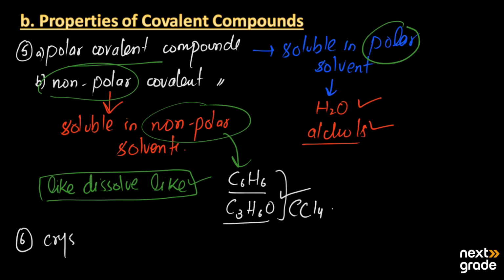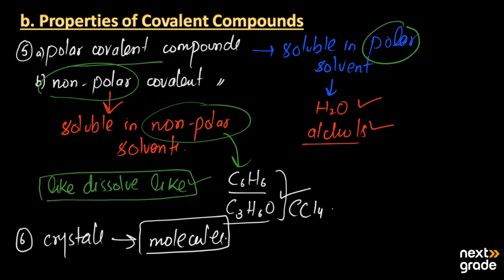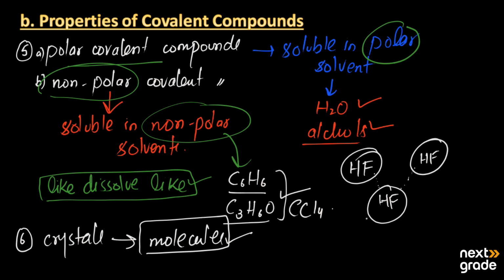Next, the sixth property of the covalent compounds is that the crystals of the covalent compounds are mainly composed of molecules, not ions. For example, if we have HF, then we have the bond H-F. So basically they consist of molecules, not ions. This is a simple overview of the properties of the covalent compounds.